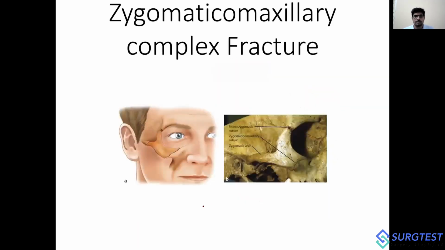So let's discuss the fracture of the zygoma. When we describe a zygoma fracture, we usually describe it as a zygomatico-maxillary complex fracture, because an isolated fracture of the zygoma in a clinical scenario is very rare. Most of the time it is associated with maxillary fractures, the maxillary antrum, or it can be associated with infraorbital rim fractures, temporal bone fractures, even frontal bone fractures.